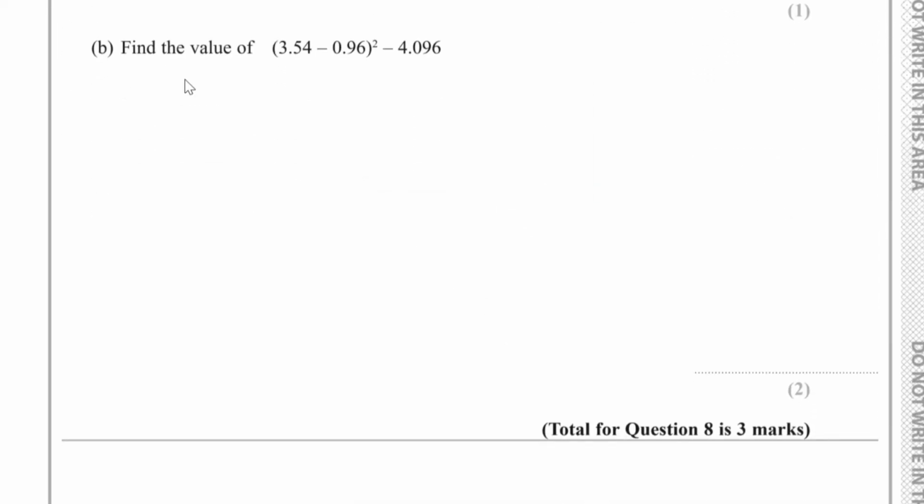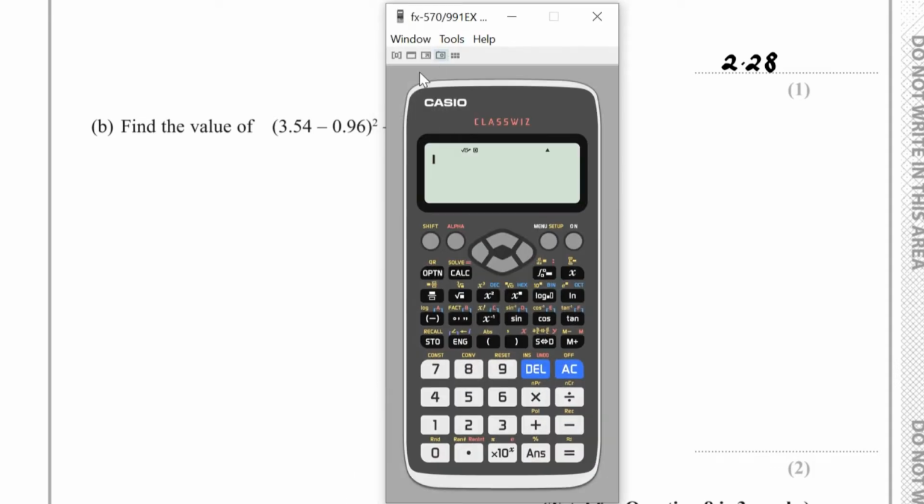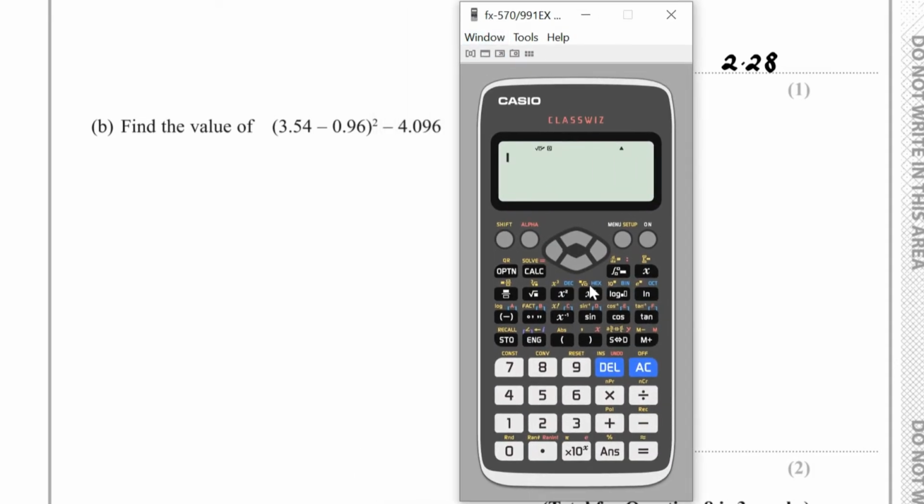For part B, we have to find the value of 3.54 subtract 0.96 all squared, subtract 4.096. Well, let's type this into our calculator. We open up the bracket, we type in 3.54, then we have subtract, then we have the 0.96, close bracket, then squared, subtract 4.096. And it turns out in this case, we get 2.5604.